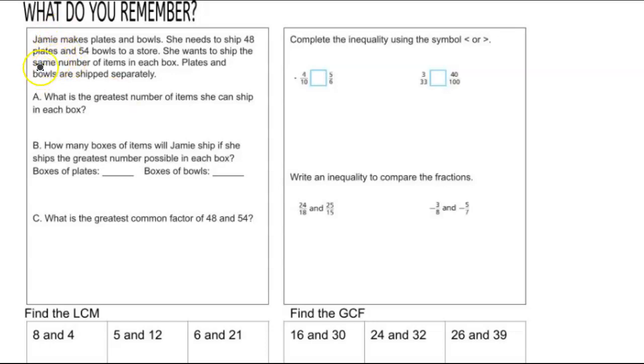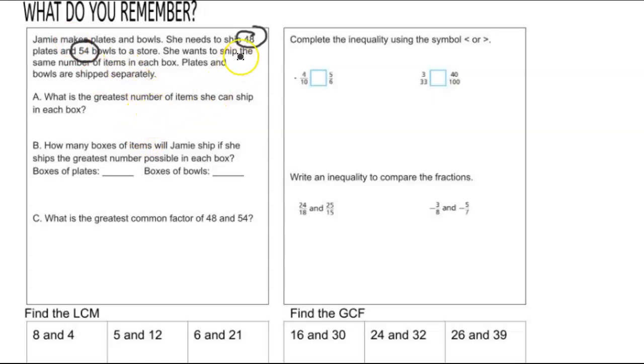Okay, let's look at our first one. Jamie makes plates and bowls. She needs to ship 48 plates and 54 bowls to a store. She wants to ship the same number of items in each box. Plates and bowls are shipped separately. What is the greatest number of items she can ship in each box?